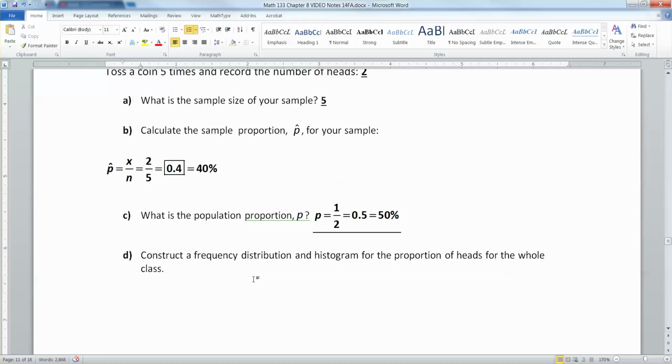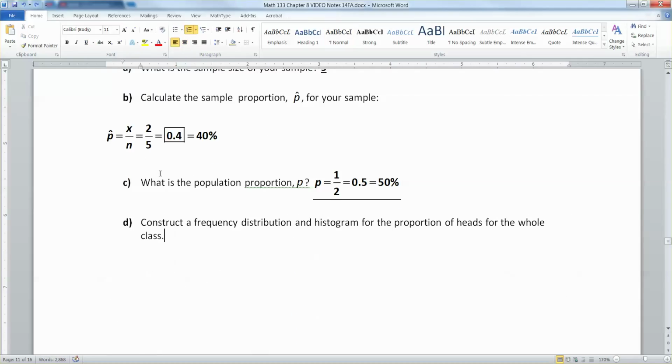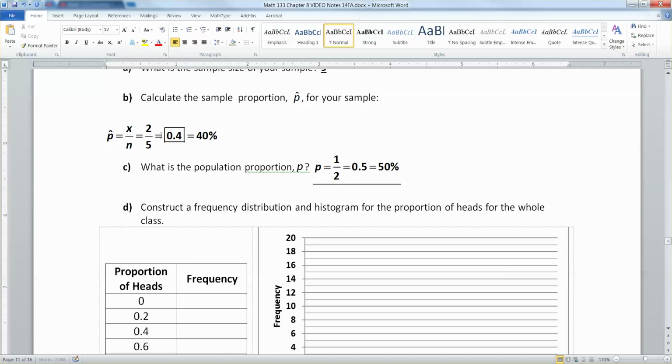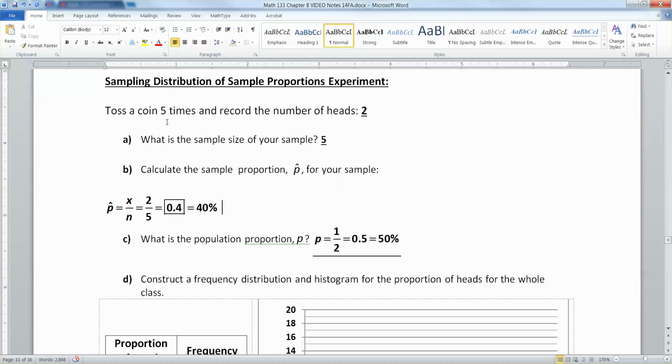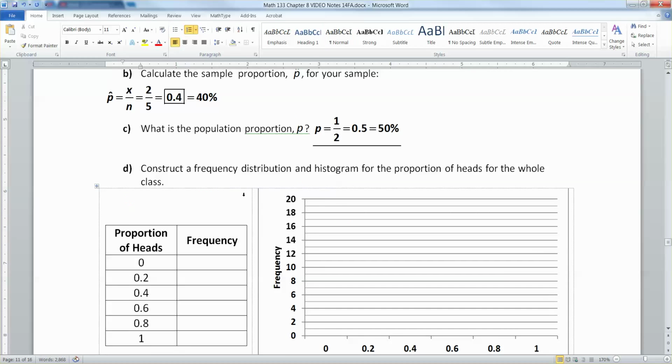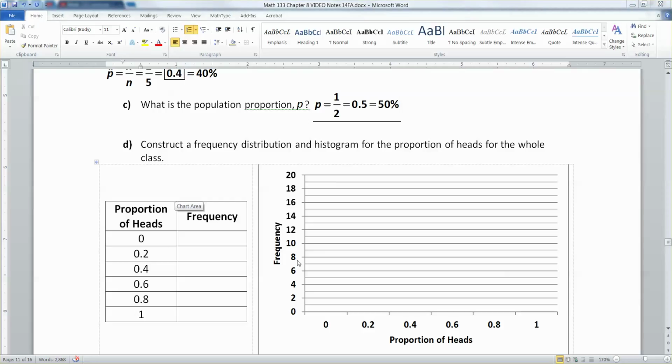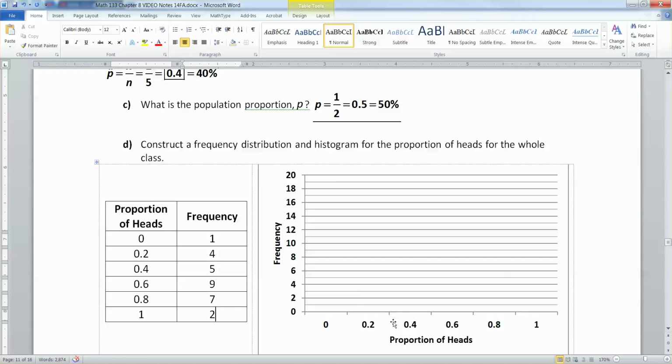So now I'm going to construct a frequency distribution and histogram of the proportion of heads from our class. So I did this with a classroom full of students. You'll just have to trust me. And the numbers they reached were 1, 4, 5, 9, 7, and 2. And we want to make a histogram of that. So you're going to have to draw your bars. The first one goes to 1, the second one goes to 4, and so on. So I'm going to do that with the computer, and I'll be right back.